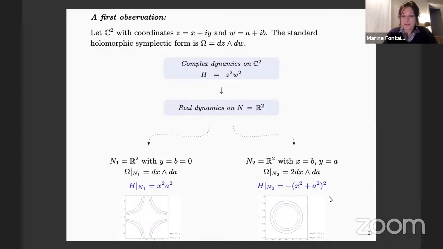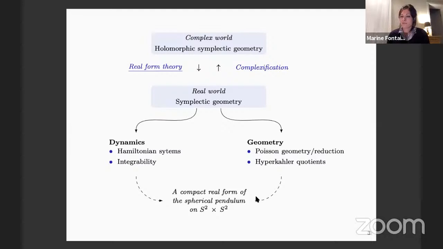If you have the Hamiltonian, you can get the Hamiltonian vector fields. In that case, because it's two dimensional, the flow lines, if you forget about parametrization, are just level sets. So you already observe that you have different dynamical systems on different real forms. This is what we would like to show in this talk, but we would like to be a bit more general about it. We will take a holomorphic symplectic manifold that we fix, and we try to have a theory that tells you how to obtain a real dynamical system on a symplectic real form.